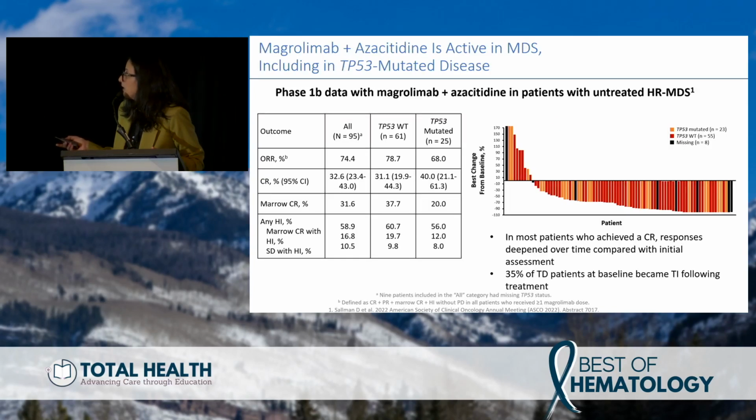And so this is the phase 1 data with magrolimab and azacitidine in patients with untreated high-risk MDS, and it appears that the drug is actually very highly active if you look at TP53 wild type, but even in the TP53 mutated population, which, as we heard from Dr. Kadia, even in AML, is a very hard population to treat, it appears to actually have good activity in terms of overall response rates and CR rates. And in most patients who achieved a CR, the responses deepened over time, and 35% of transfusion-dependent patients became transfusion-independent following treatment.